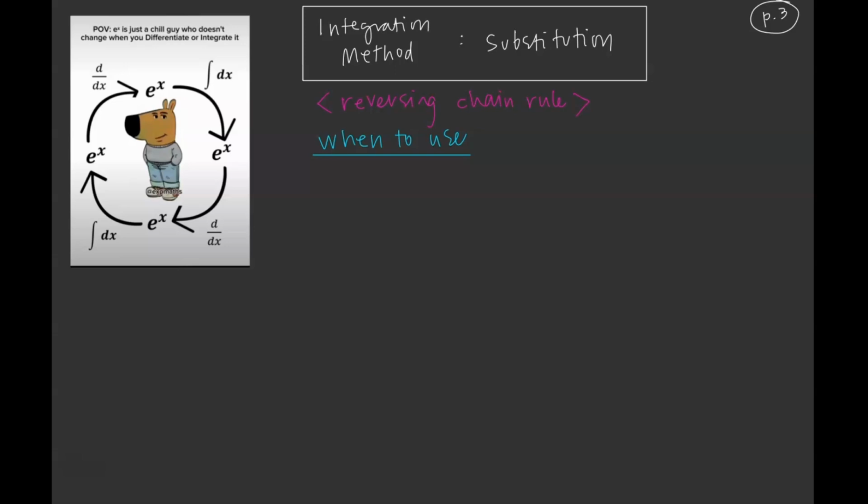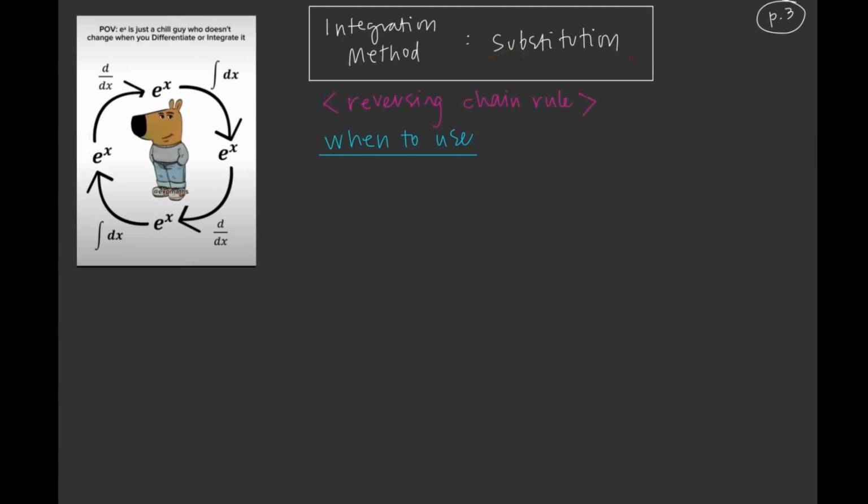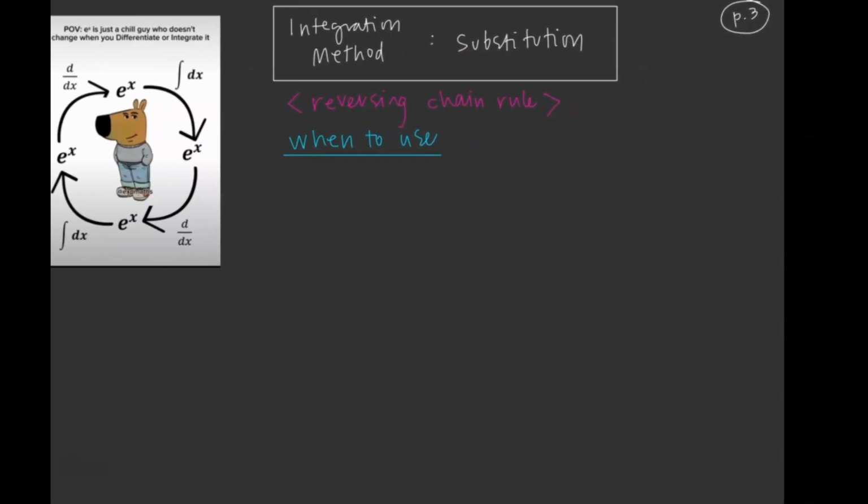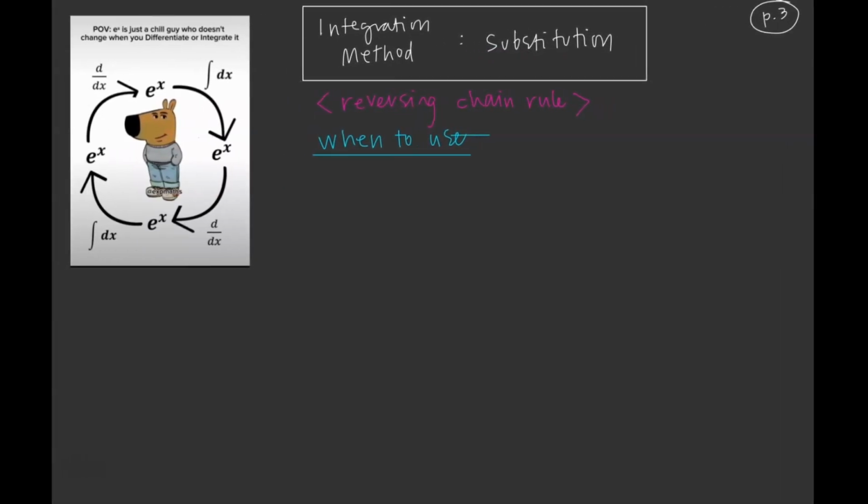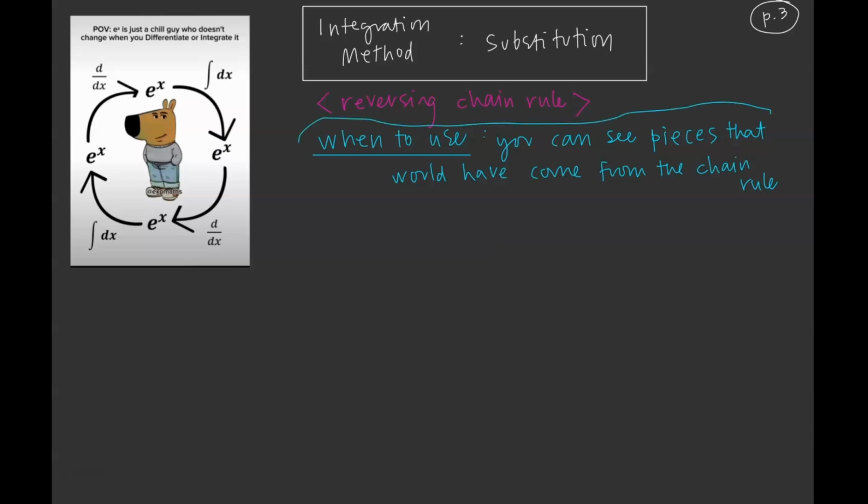You would use the substitution method if you can see pieces that would have come from a chain rule. So when you can see pieces in the thing that you're trying to integrate that would have come from a chain rule, this is when we use the substitution method. It's like you can see a function derivative pair. And the more practice you get, the more you'll start automatically recognizing these.